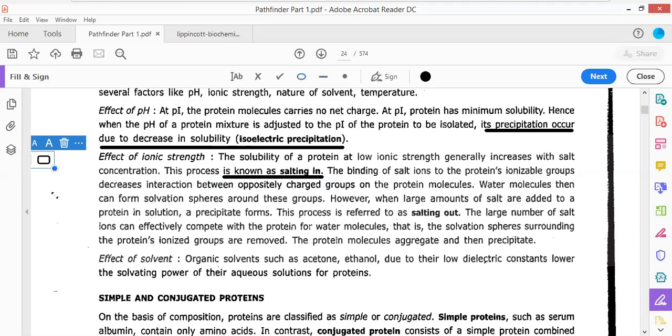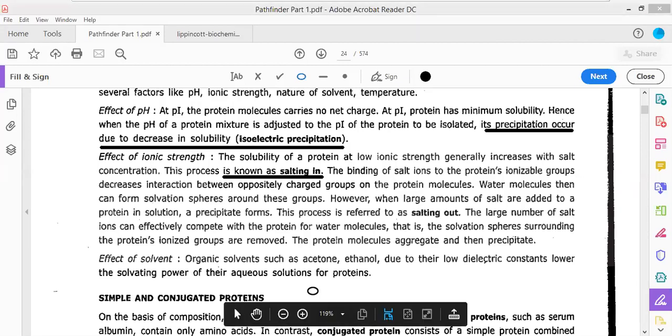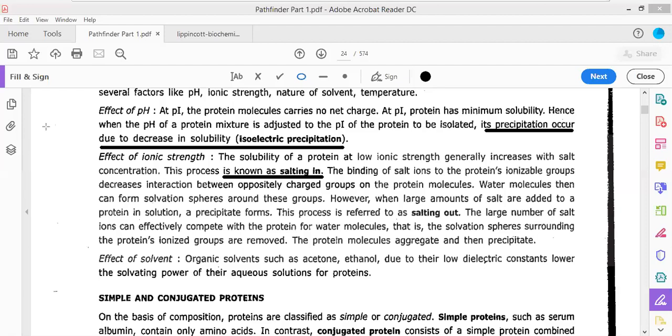Now supposing there is a solution. I am going to make a solution. This is a glass that I have taken, and in this glass there is a solution that I have placed. Now in this solution, I'm going to add certain molecules. This is a water molecule. Water is being filled in it.